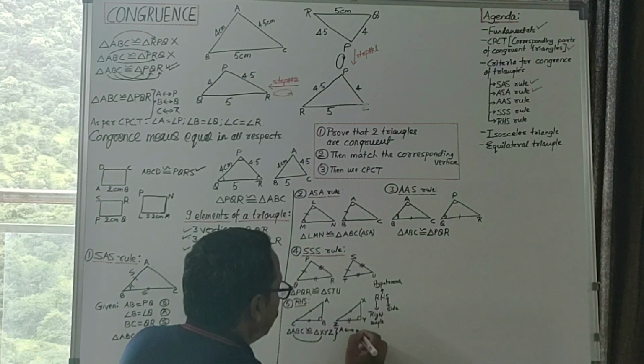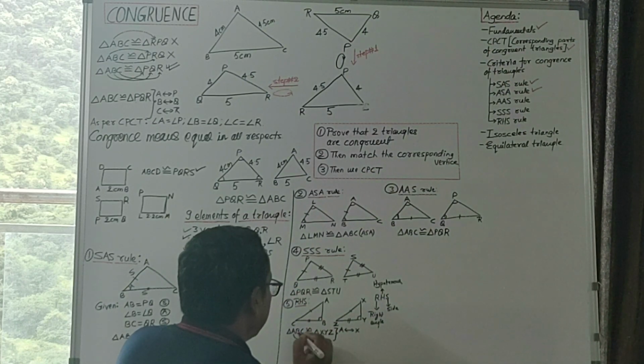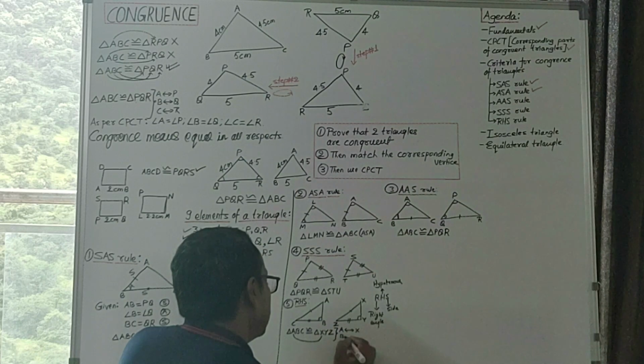Vertex A corresponds to vertex X. Vertex B corresponds to vertex Y. Vertex C corresponds to, this is corresponding to this. C corresponds to Z.